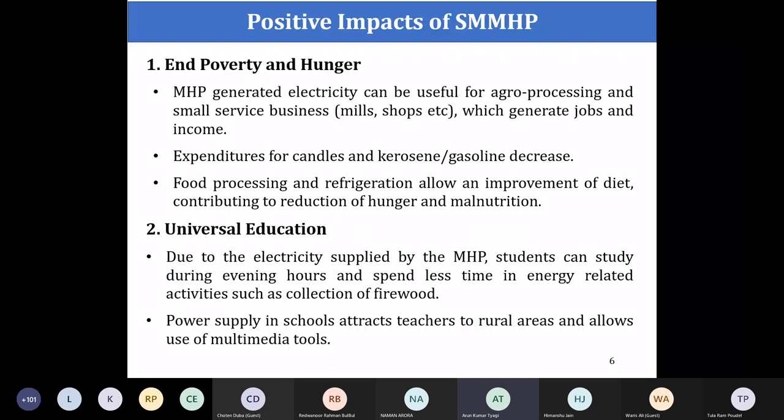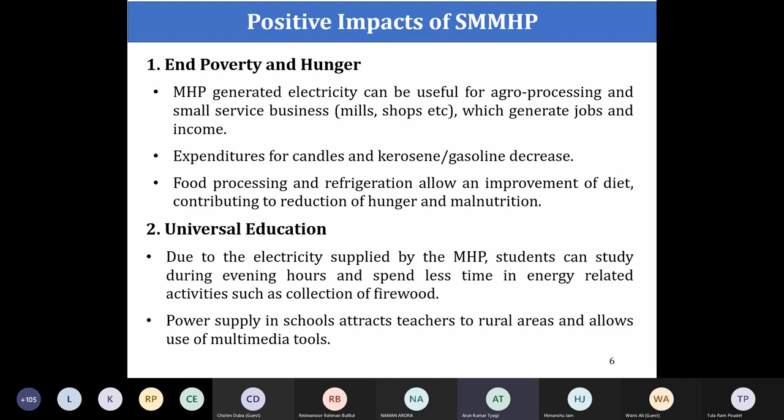Second is universal education. Whenever a village has electricity through decentralized generated power, due to the electricity supplied by these micro hydro projects, students can study during evening hours and spend less time in energy related activities such as collection of firewood or getting the water from outside the village.